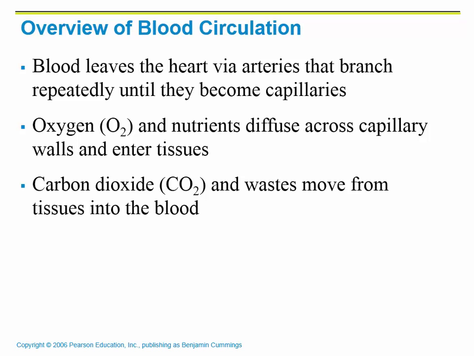So oxygen is very important for the process of cellular respiration in the mitochondria to get us energy. You need oxygen and nutrients, and they're going to diffuse across the capillary wall. They enter the tissues and the cells, and then the cells are able to use that to produce energy.